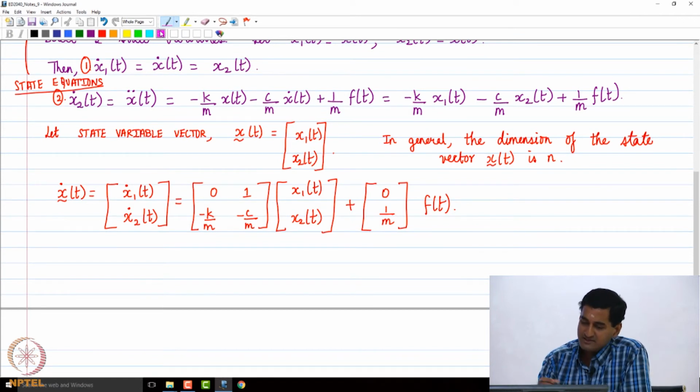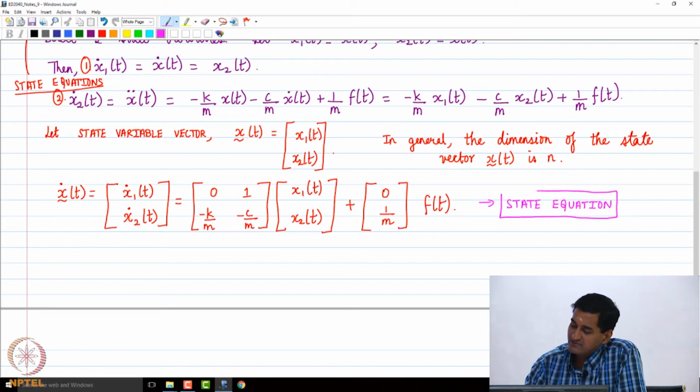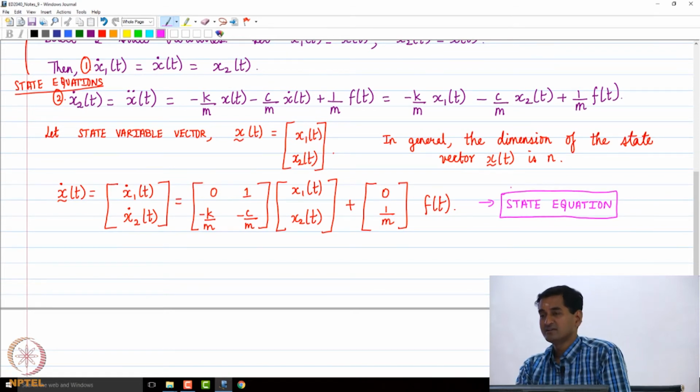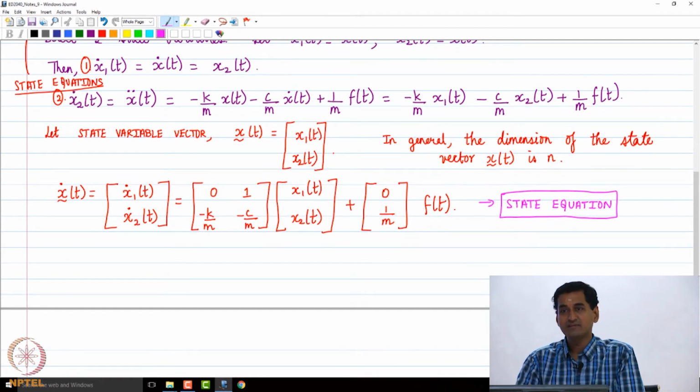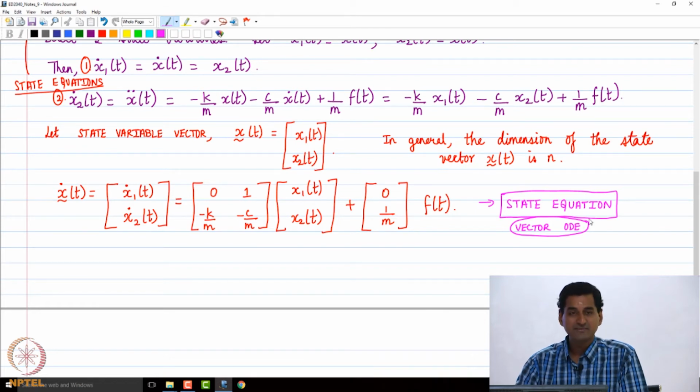So, this is what is called as a state equation, okay. Of course, we already defined what is called a state equation, right. So, what is called as a state equation? It is essentially an equation that gives me the time evolution. It is a first order ODE which gives me a time evolution of the state variables, right. But this state equation is a vector state equation, because my x, the state vector, is a vector. So, this is a vector ODE, right. So, that is what we have got as a state equation.